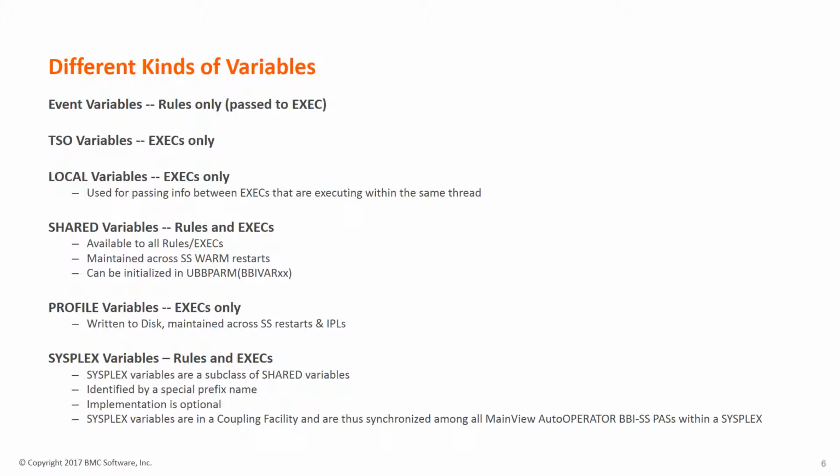Another type of variable are the profile variables, and these are available only to execs, and they are written to disk, so they're maintained across the restarts of the BBISS as well as IPLs. The last type of variable are sysplex variables, and these are also available to rules and execs. And sysplex variables are a type of shared variable, but they have a special prefix name, and we'll talk about that later.